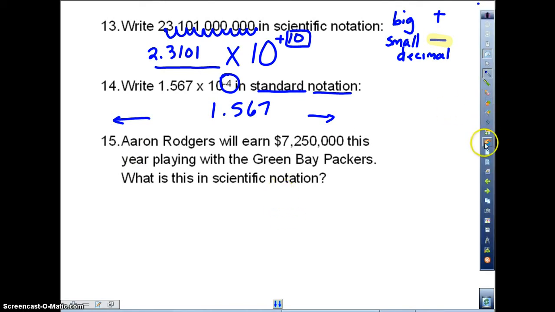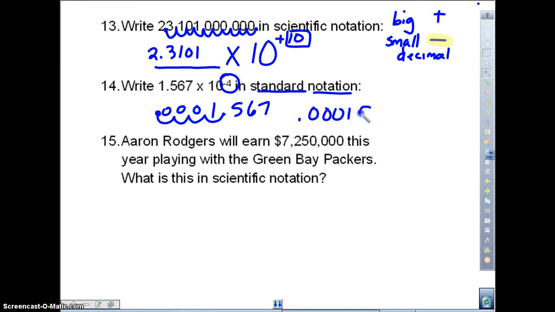Yeah, I need to move it 4 places to the left. 1, 2, 3, 4. What do I put in these little dips? Yeah, some zeros. So our answer is 0.0001567. Okay?